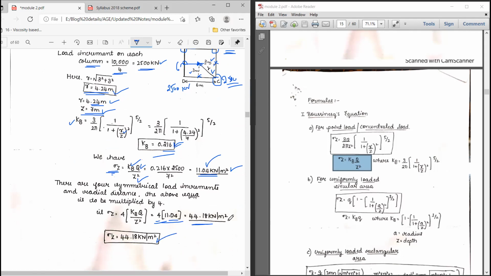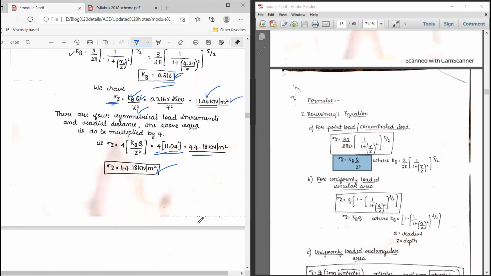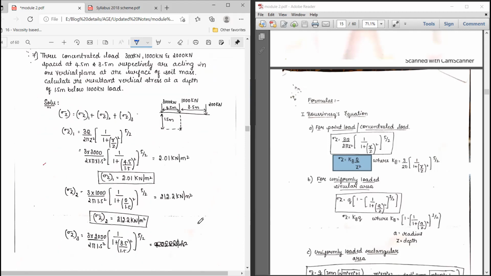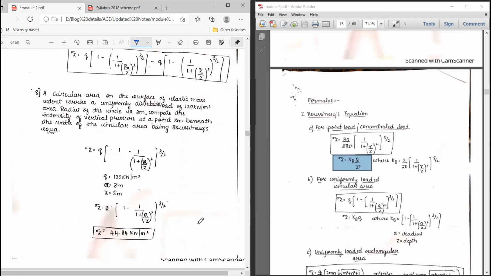And this is how you need to solve the problem. Let us see one more problem. These problems I already solved in your previous class, so let us take a different problem.